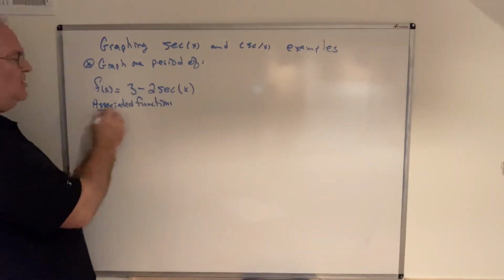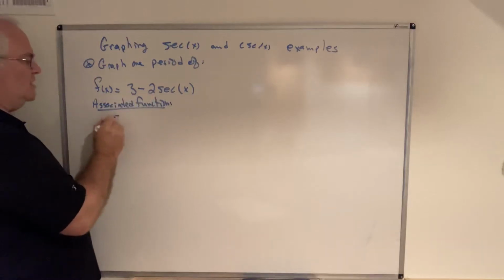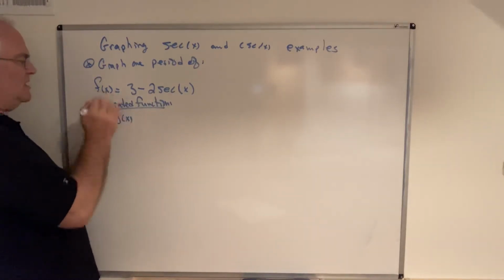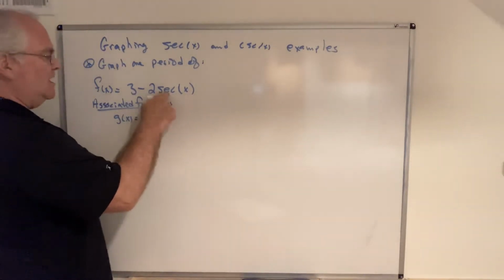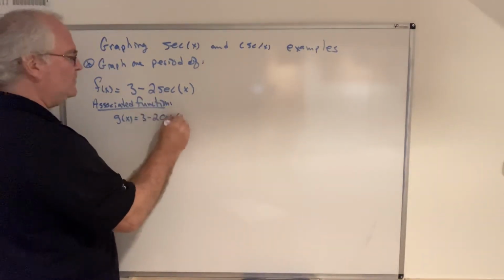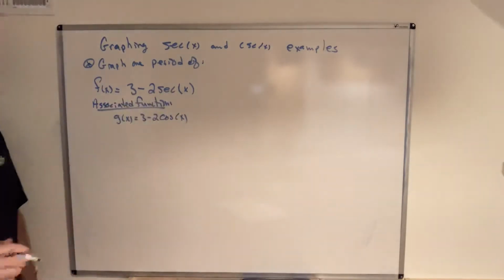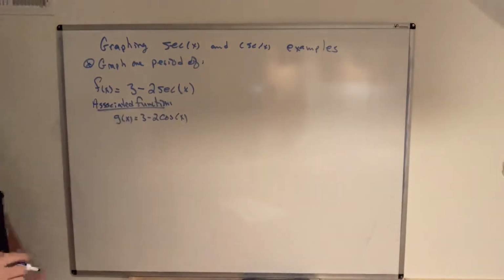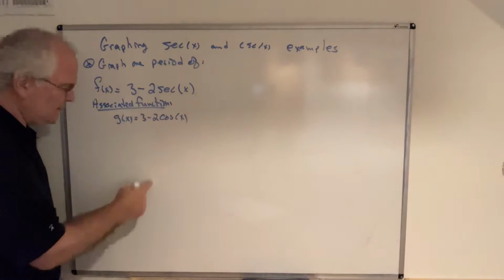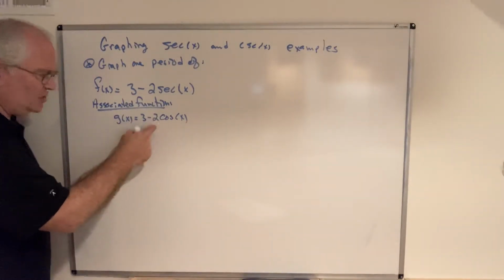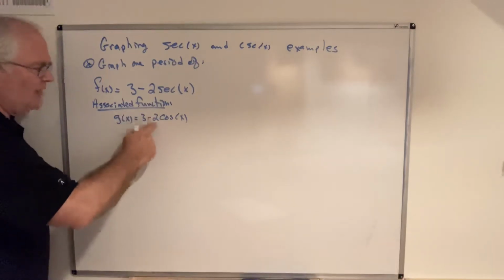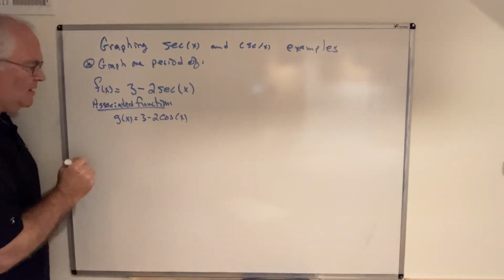The associated function is g of x. Don't write f because it's a different function. G of x is 3 minus 2 secant. Secant is associated with cosine. Cosecant is associated with sine. The reciprocal function. And now go through the same four-step process to graph out this function, except graph this as a dotted line. All right?